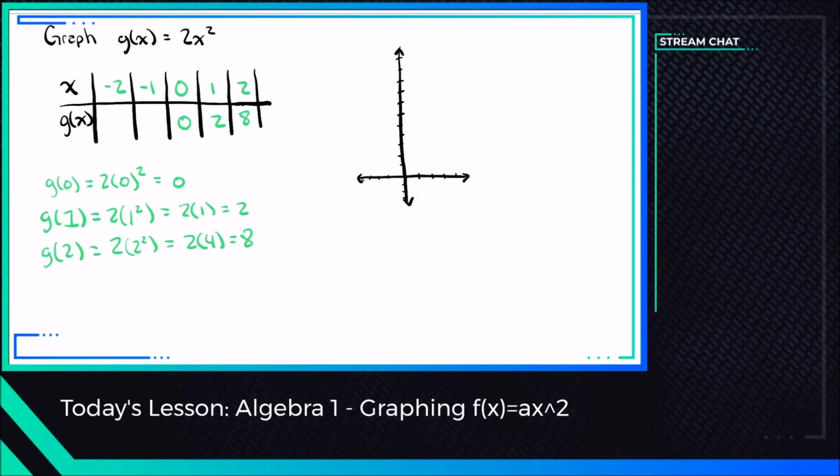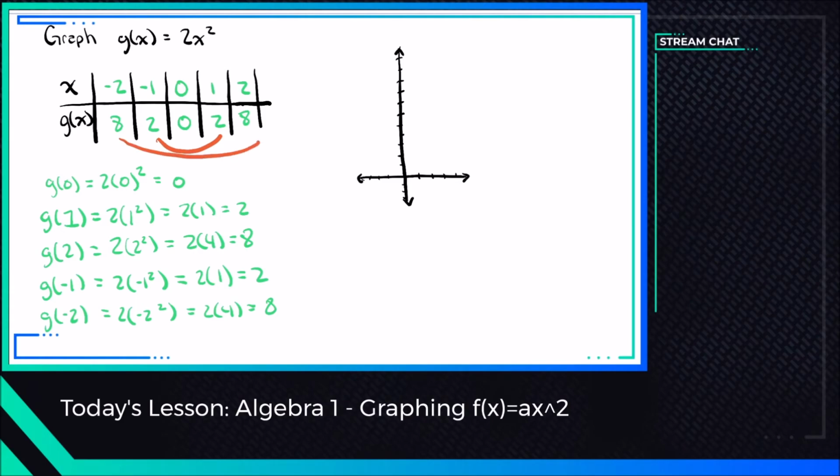So notice that these get really big really quickly. Then let's plug in g of -1. That's going to be 2 times -1 squared, which is equal to 2 times 1, which is equal to 2. So notice that these two are identical, because that is our axis of symmetry there. And then finally, g of -2 is equal to 2 times -2 squared, which is equal to 2 times 4, which is equal to 8. Notice that these two are also similar. So really, you only have to find one half of your table, because the other half is going to be mirrored.